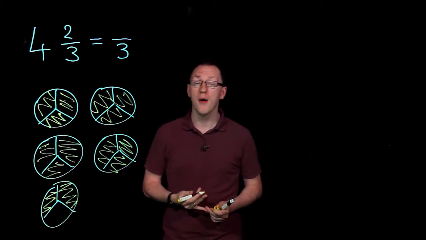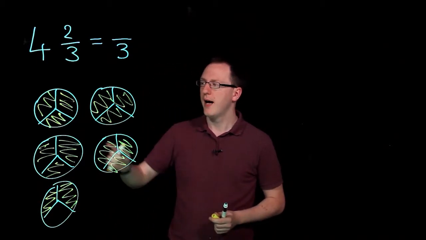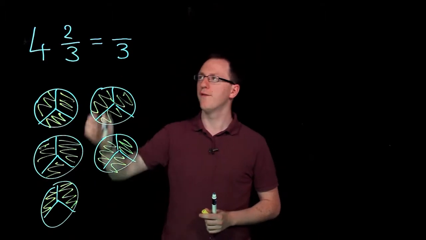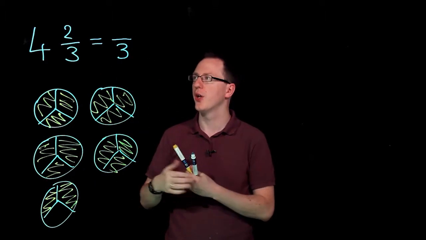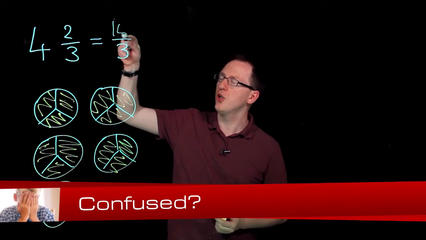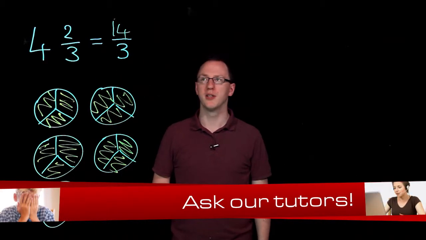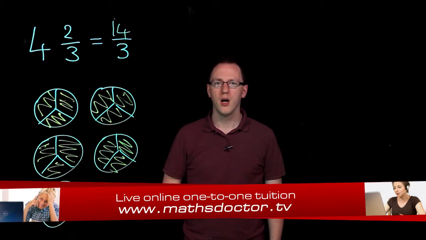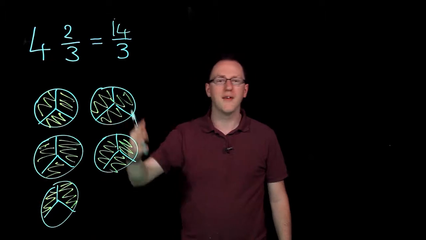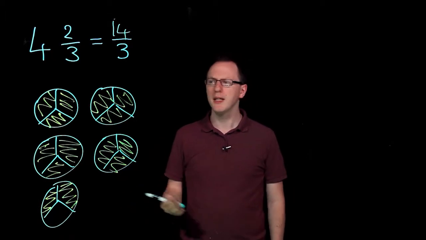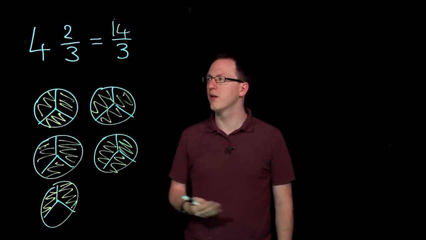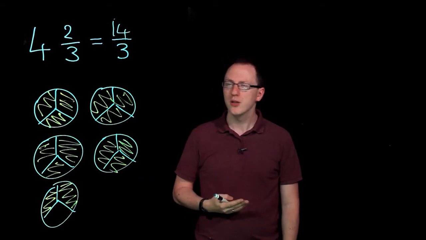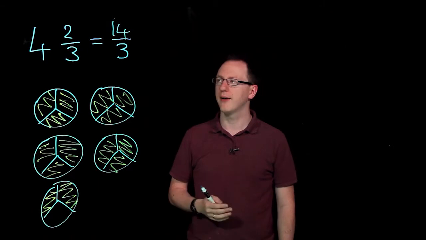So if I count up how many thirds I have: 3, 6, 9, 12, 13, 14. So I have 14 thirds. So 4 2/3 is equivalent to 14 over 3, 14 thirds. Well, how could I do that without having to draw these diagrams every time? You can imagine trying to draw sevenths or 20ths. It's going to be slightly annoying to have to draw the diagram every time. So let's think about how we could do this without diagrams.